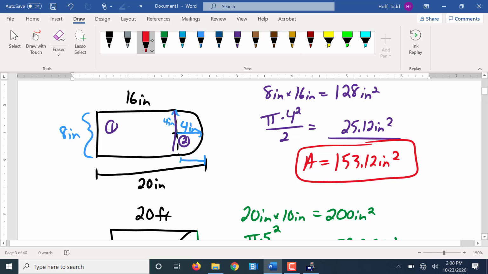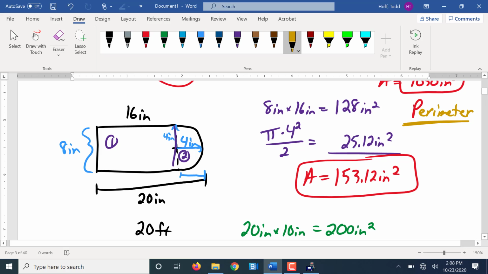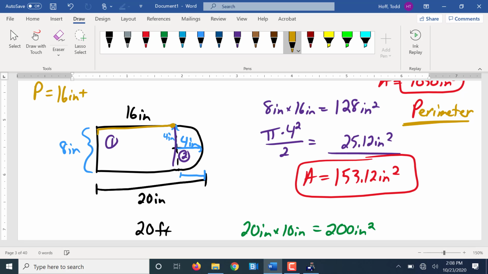What if I asked you to find the perimeter? Perimeter, remember, is just adding up all the sides. So for this one here, I'm just going to pick a point and go around. I've got 16 plus 8 plus 16. You got it, the circumference.